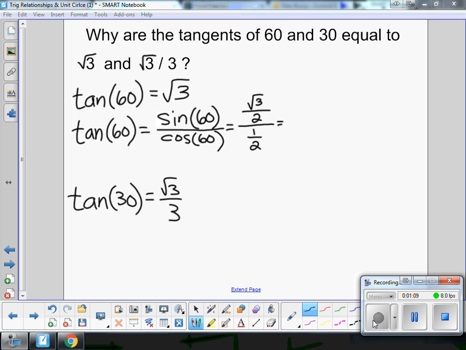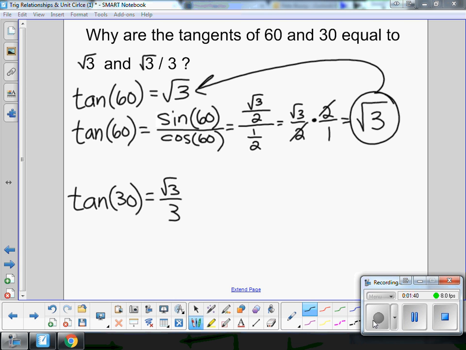It's a superfraction, right? That's called KFC, keep, flip, change. Remember that from your middle school days, or same, change, flip? You keep the root 3 over 2 the same. You change the operation to multiply, and you flip 1/2 to 2 over 1. After you cancel out your 2's, we have root 3 over 1, which is root 3. That's why the tangent of 60 is the square root of 3.